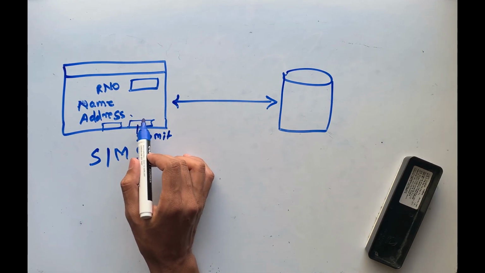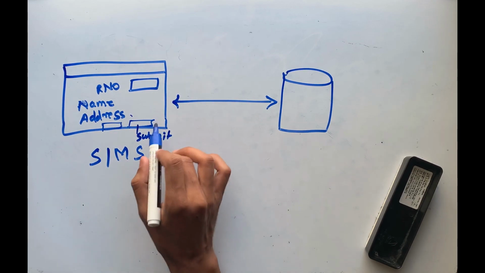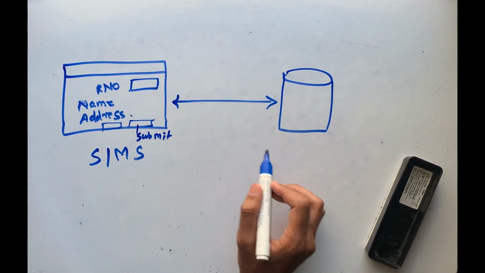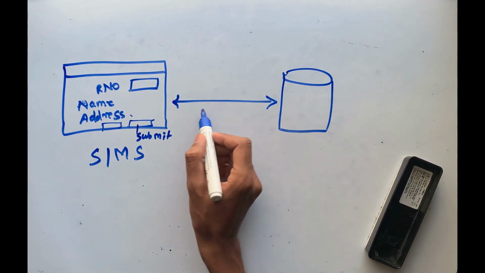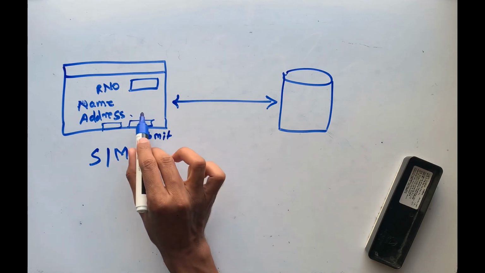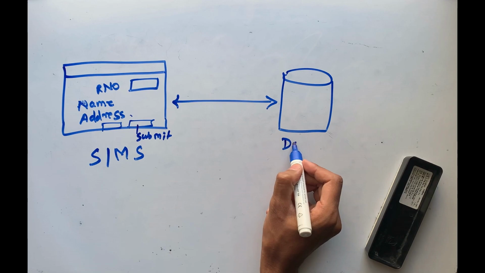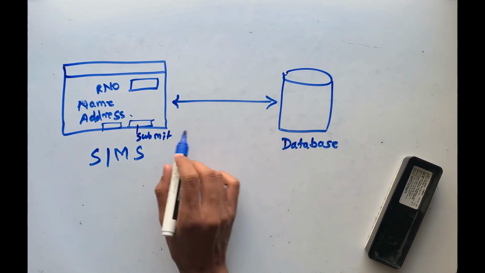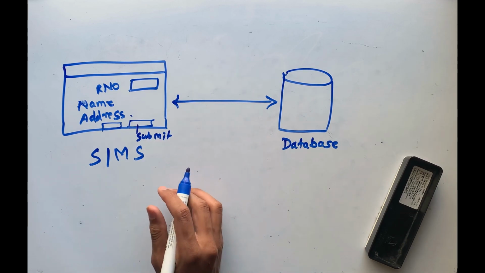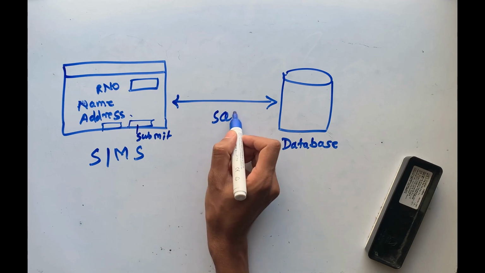If we are filling the data and after that submit the form, at that time the data goes from the form, means the web application, to the database, correct? So how does that communication happen? It happens because of the SQL.